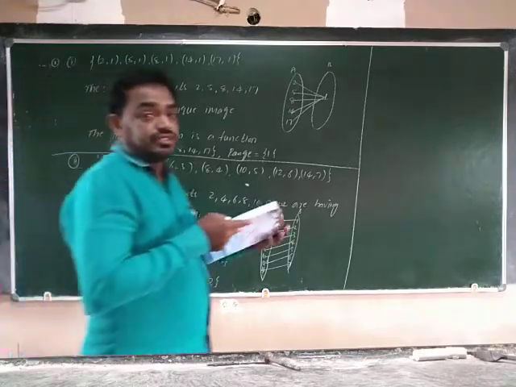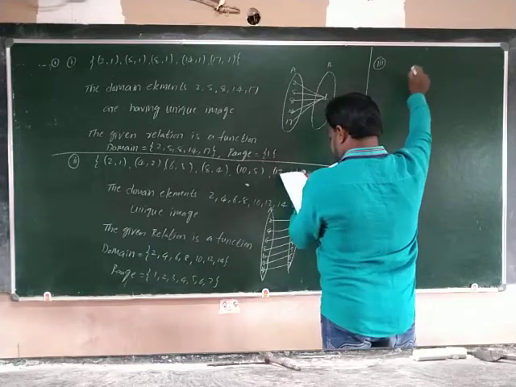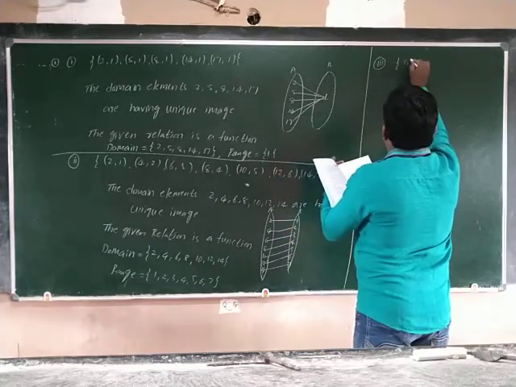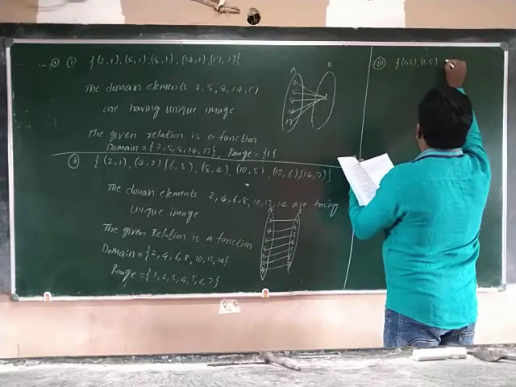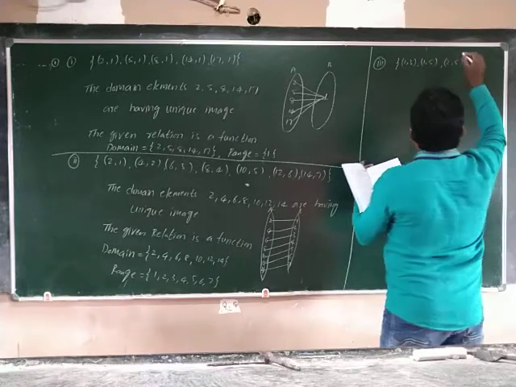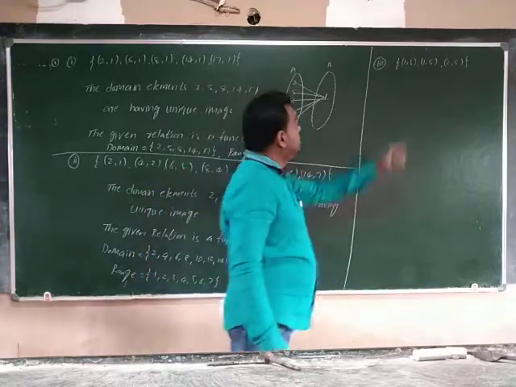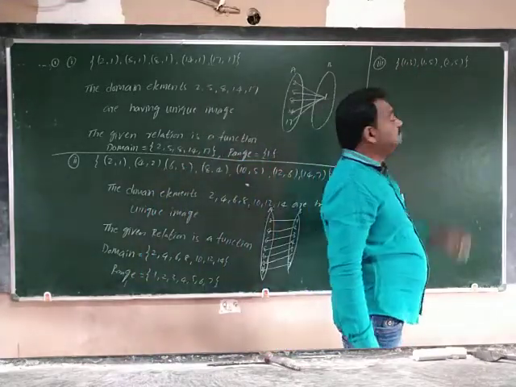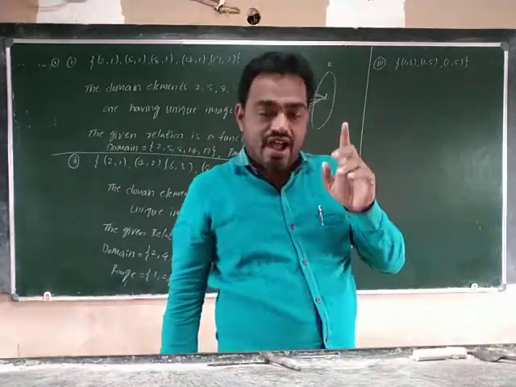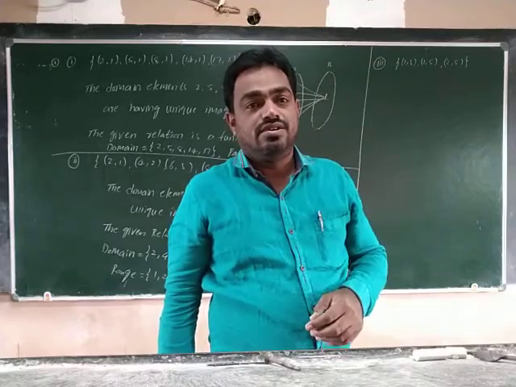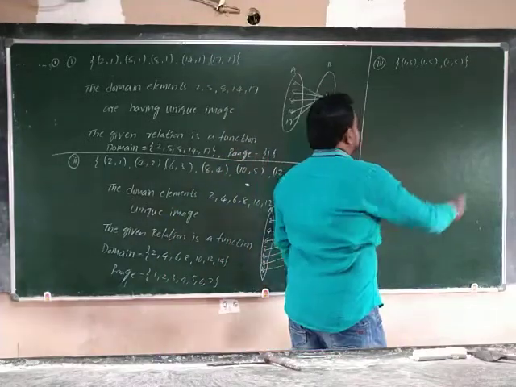Next, third question: the set of ordered pairs {(1, 3), (1, 5), (2, 5)}. See, is this relation a function or not? See, 1's image is 3, and 1's image is 5. That means the domain element 1 has two images. So it is not a function.